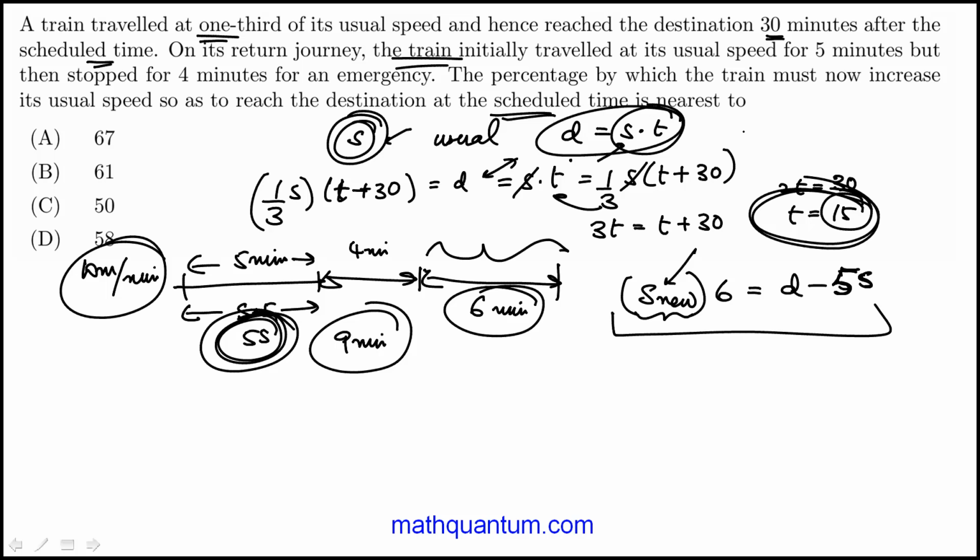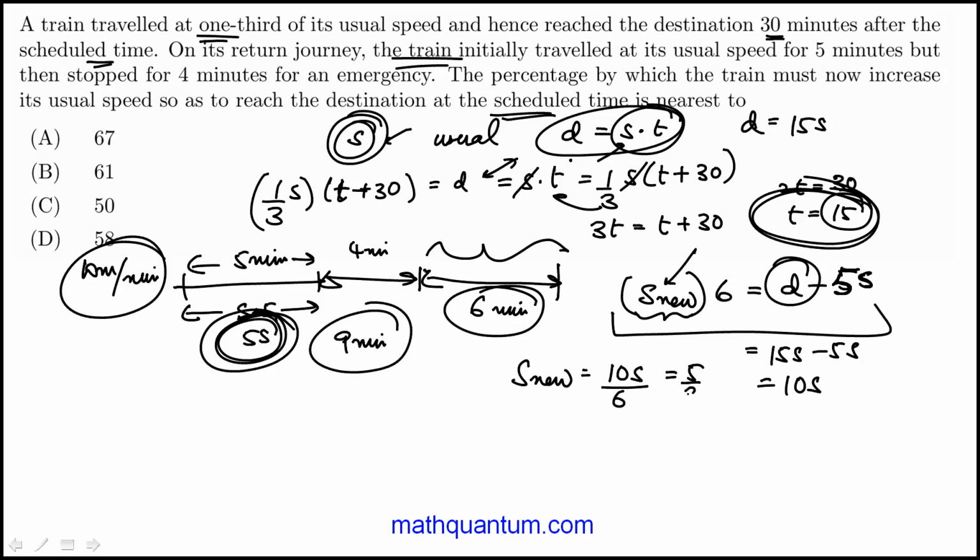If we go back here, t is 15, so it's 15s. I can plug that in here, and I get 10s, which means the new speed is 10s over 6, or 5/3 of the usual speed. And the question is, what percentage must it be increased? So we're looking for percentage increase.